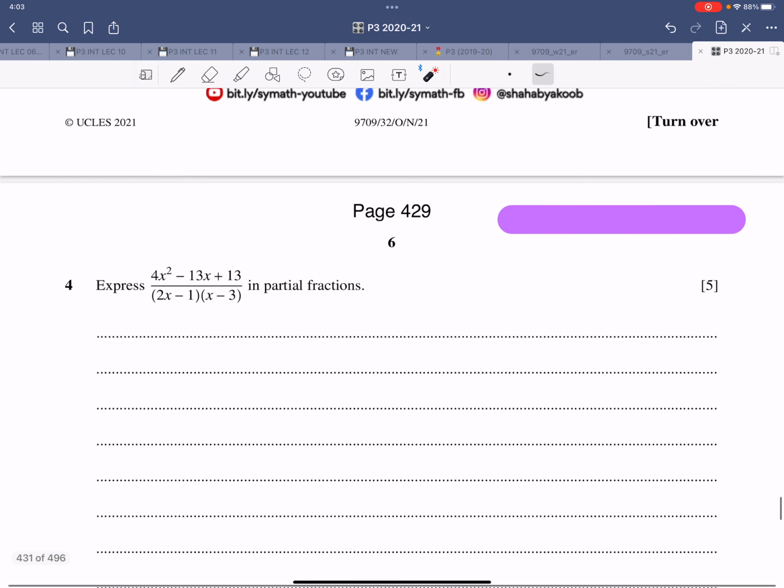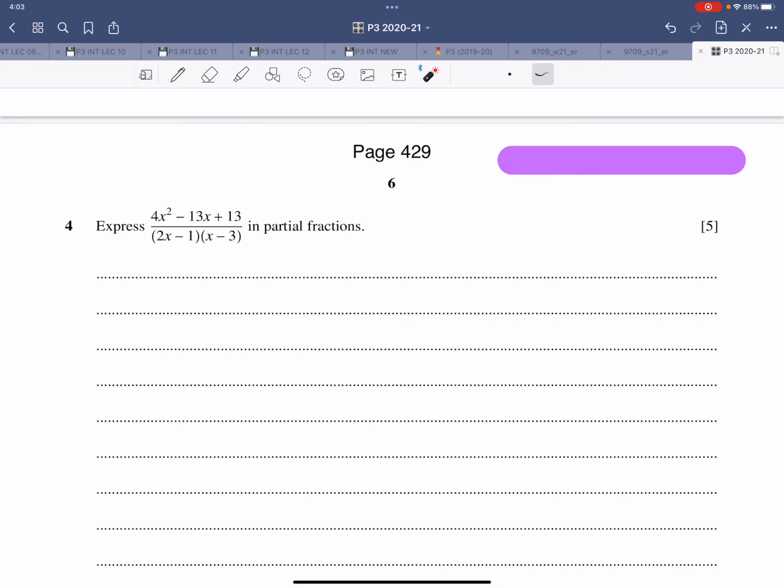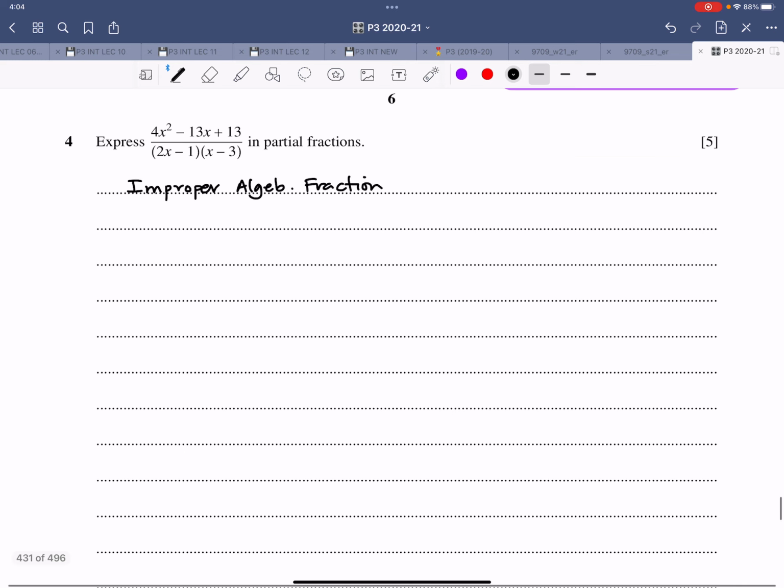Now, question number 4. Question number 4 is only one part. Normally, partial fractions comes with either binomial or integration, but for some reason, it's just simple partial fraction. So now, start thinking very, very carefully. First of all, the doubt that I had about what this question will be all about, that is, it's an improper algebraic fraction. Highest power in the numerator is square, highest power in the denominator is square.